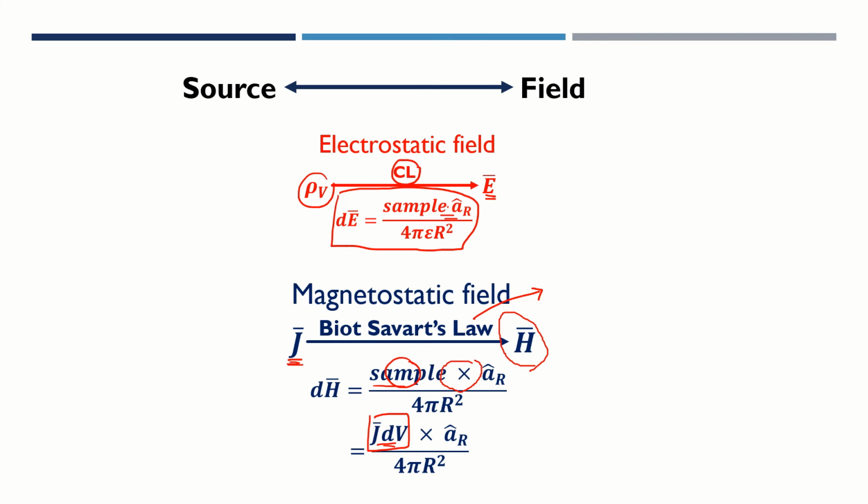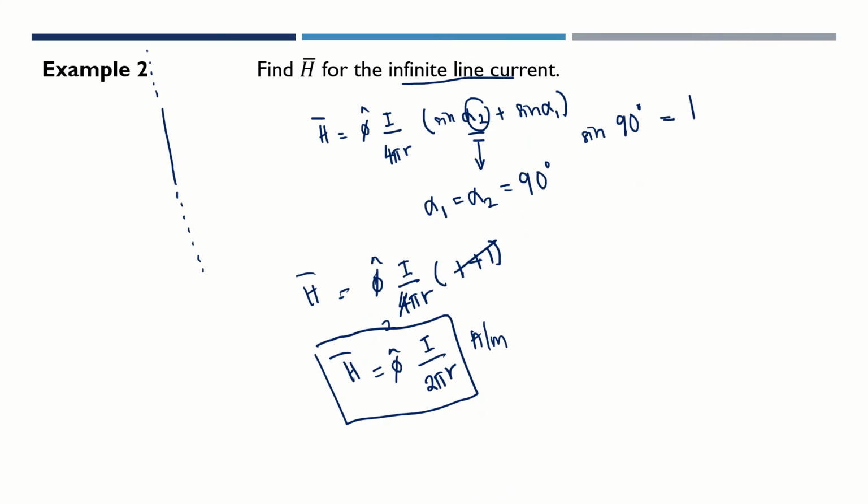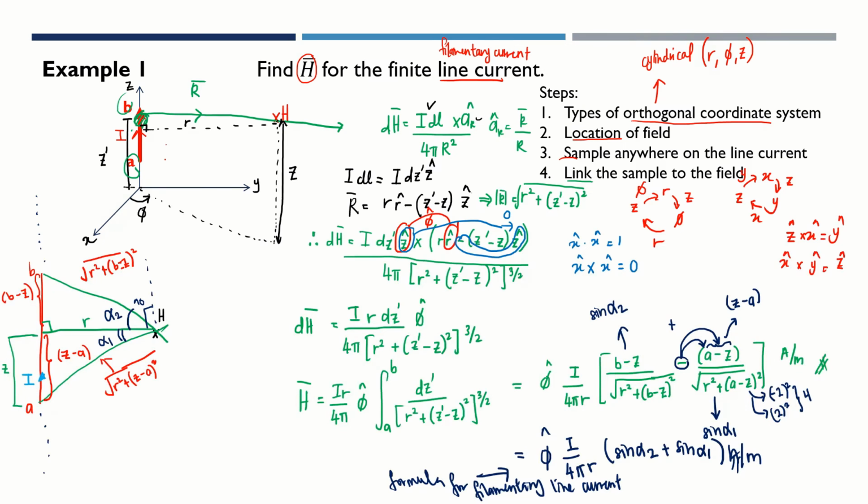Yeah, only this formula: dH equals I dL multiplied by aR over 4 pi r squared. Only this formula will be provided to you. Therefore, you have to memorize and understand these calculations. For the infinite line current, you can straight away use this formula, and for the finite line current, you can straight away use this formula.